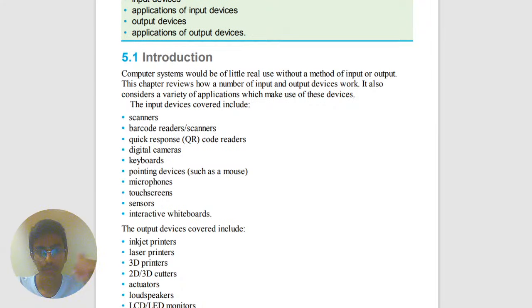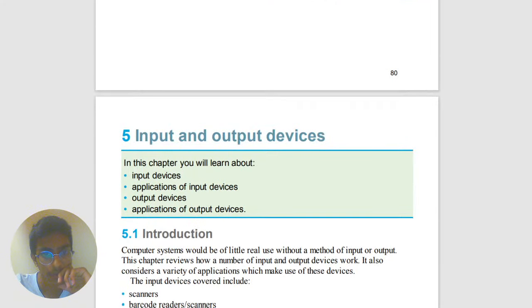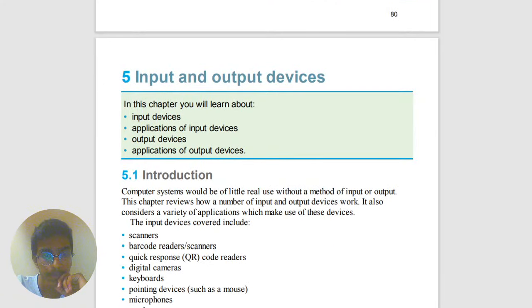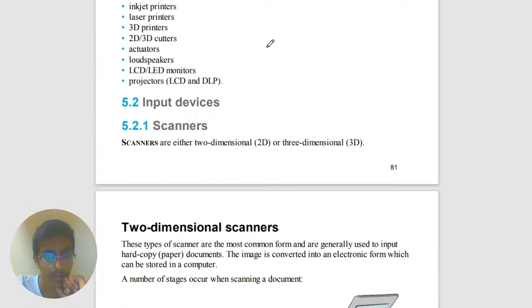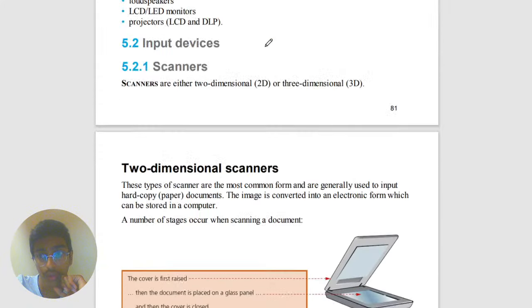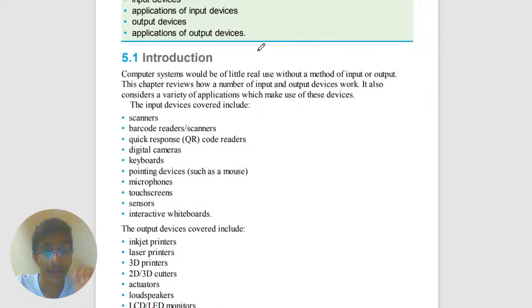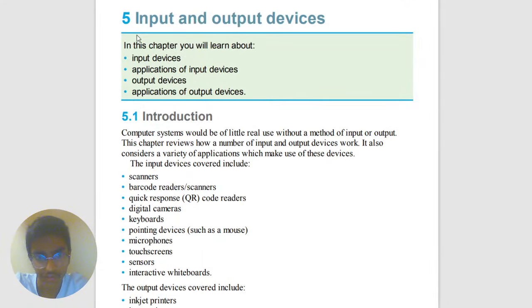Okay, so finally now let's have a look at the input and output devices. Now this is one of the longest chapters. As you can see, all the input and output devices, it's so long. So let's see how long this is going to take. This is chapter 5, so we have 3 more chapters after this.